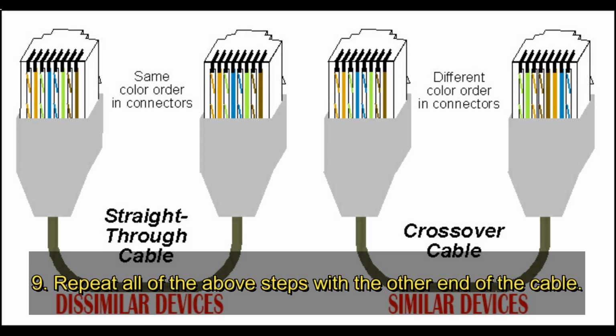Step number 9. Repeat all the above steps with the other end of the cable. The way you wire the other end will depend on whether you are making a straight-through cable or a crossover cable. Please be reminded that a straight-through cable is used to connect dissimilar devices, and a crossover cable is used to connect similar devices.